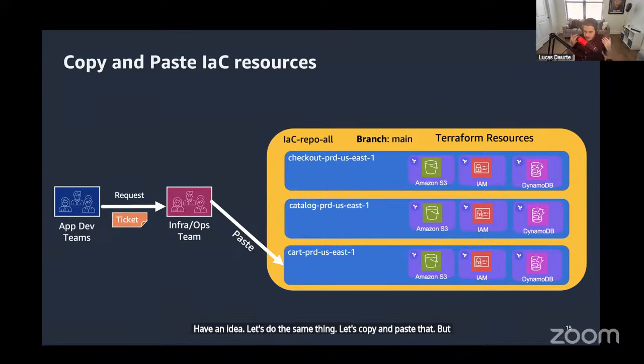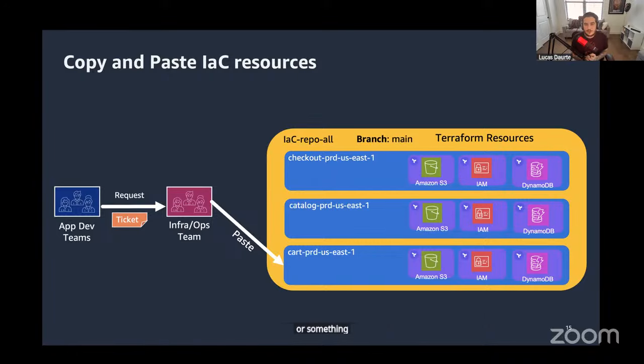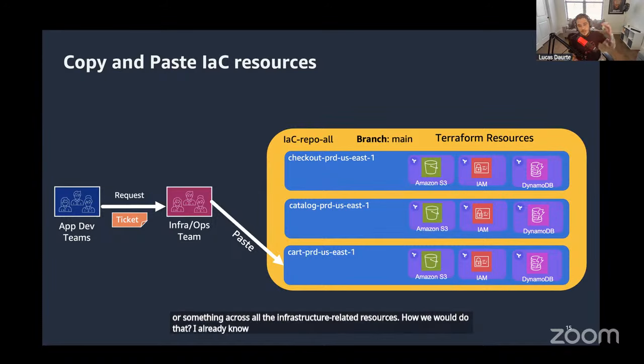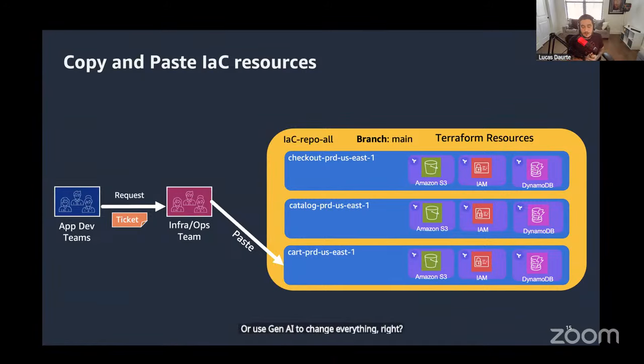But using the same problem that we saw with Kubernetes upgrades, imagine that now we need to enforce an S3 bucket policy or something across all the infrastructure related resources. How would we do that? I already know. Let's go to each single file or each single folder. Use GenAI to change everything, right? There's no better way to do that. This is where we need to talk about infrastructure composition and modularization.